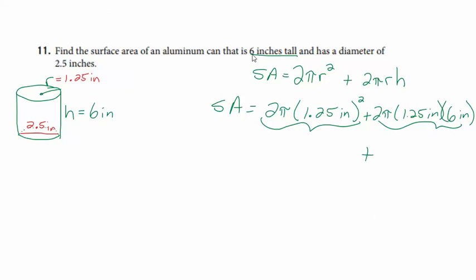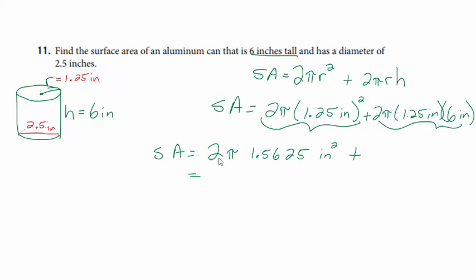Okay? So 1.25 squared, so we need to punch that into our calculator. 1.25 times 1.25 is a big number. Okay, so we're going to bring down the 2. Here, we're going to bring down the pi. So for 1.25 squared, I got 1.5625. And then inches squared, you would just write as inches squared, just like that. Okay. I'm going to finish this part up, and then we'll come back and do this second part.